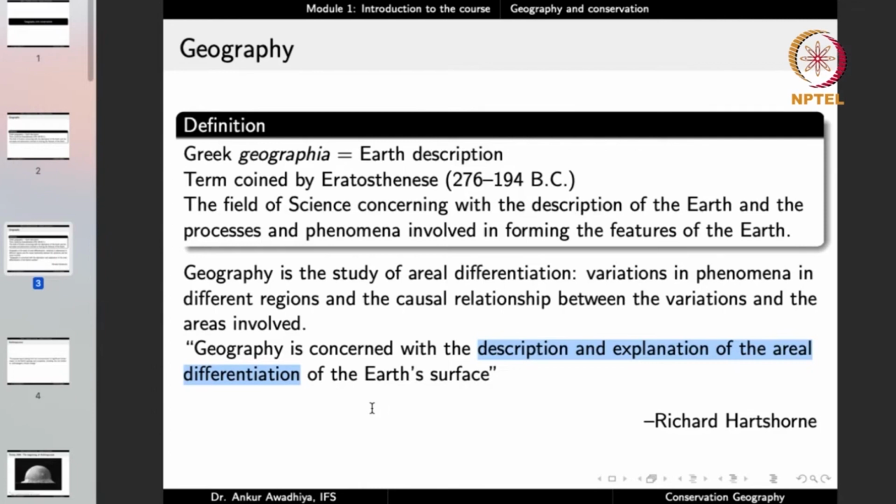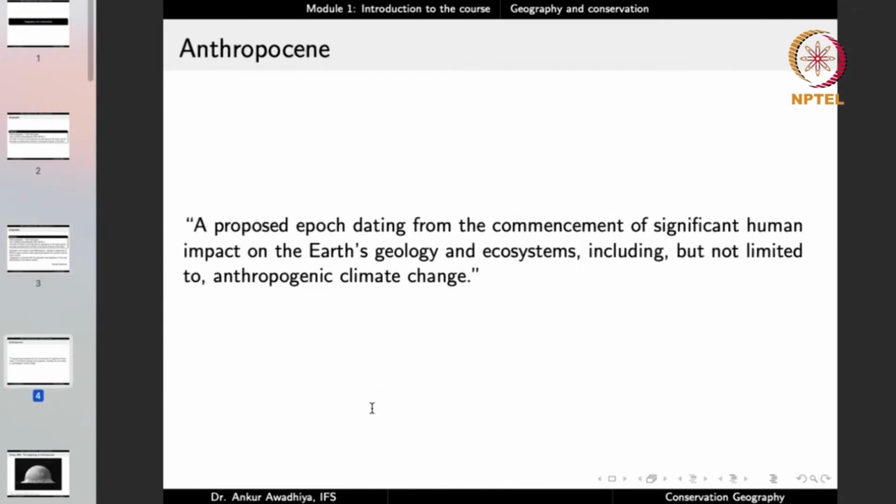So that is geography. And geography has become very important in the current geological time period of Anthropocene. Now, Anthropocene comes from the word anthropos, which means humans, and scene is a period of time. So, this is a period of time that is dominated by humans. A proposed epoch dating from the commencement of significant human impact on the Earth's geology and ecosystems, including but not limited to anthropogenic climate change.